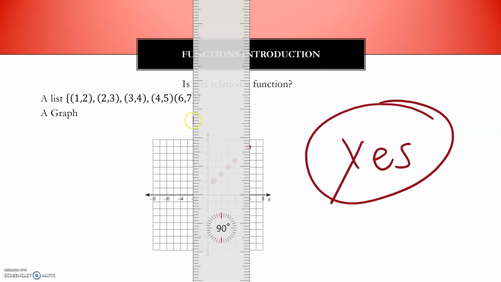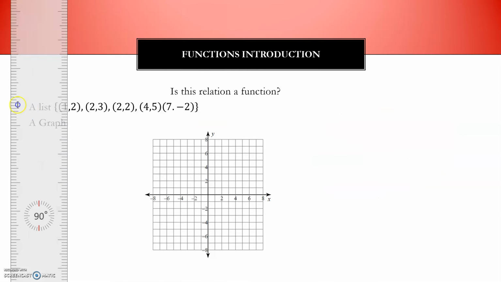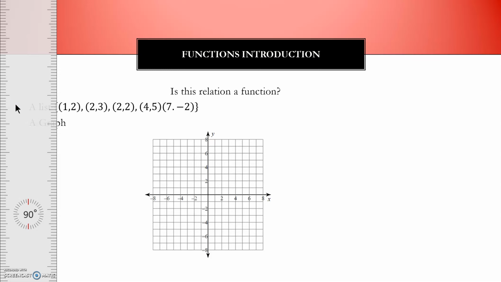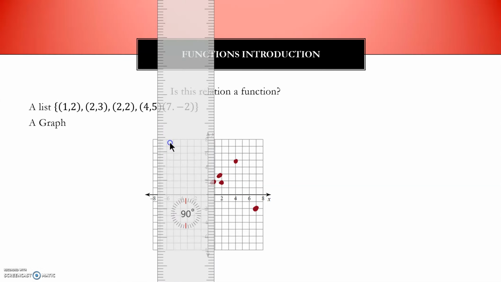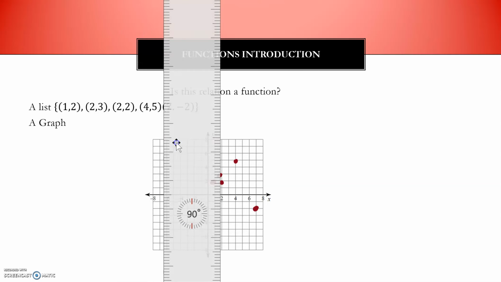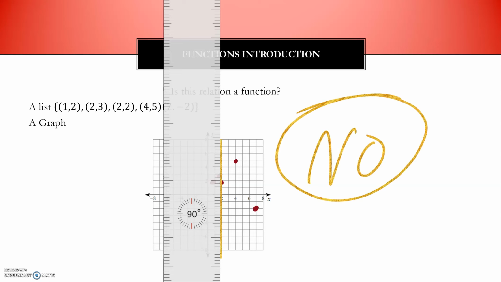Last one. This is our original one. (1, 2), (2, 3), (2, 2), (4, 5), and (7, -2). All right. 1 point, 2 points. See here, and we had already said this one was not a function.